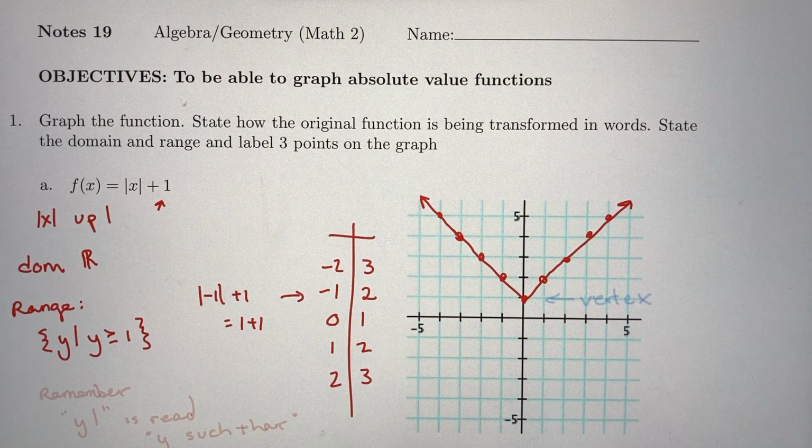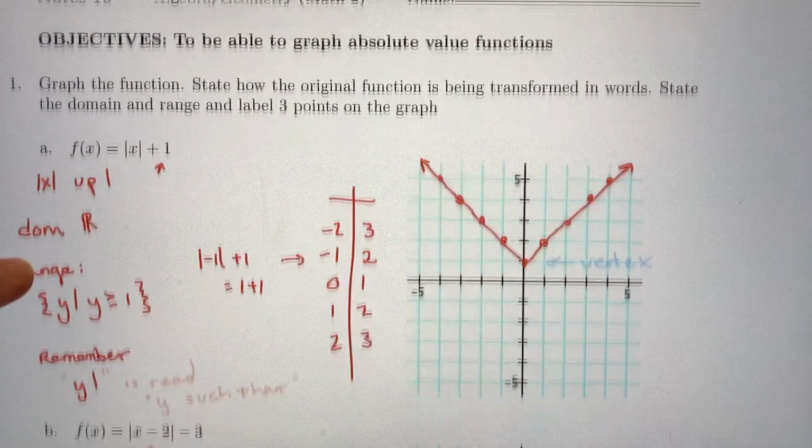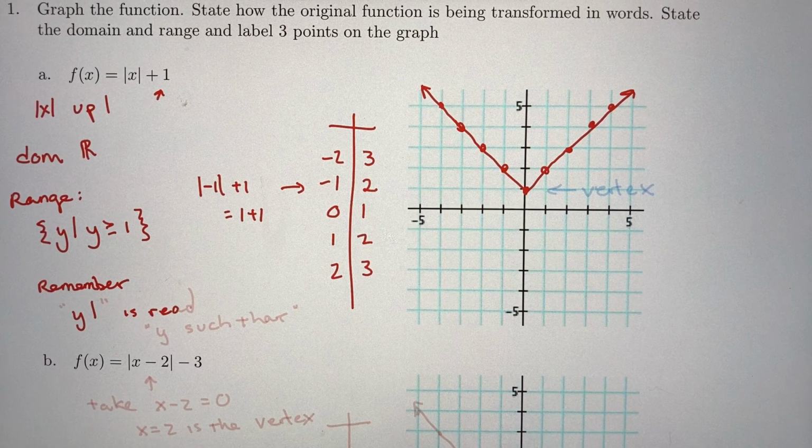Okay, remember that the y and the such that is red, y such that. It's not a 1, it's not an absolute value bar itself. It's a such that symbol.